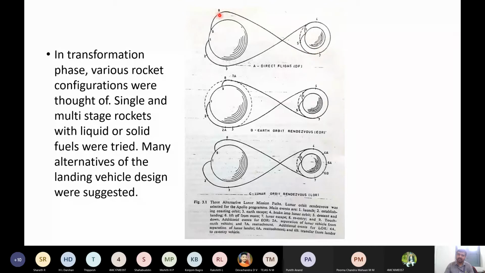Then 8 is the point where this vehicle is again re-entering the Earth orbit. Okay, and then it will land on the specified location. This is the first path they thought about. So they tried to use a single vehicle.